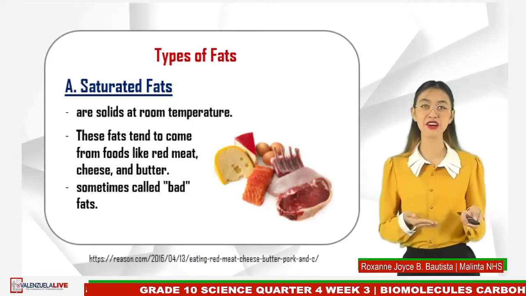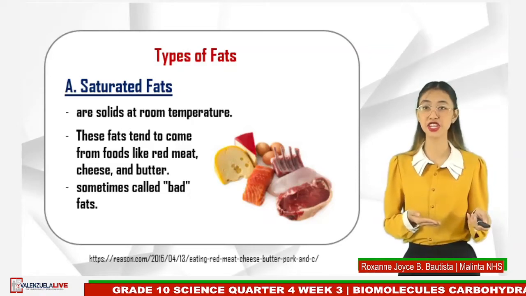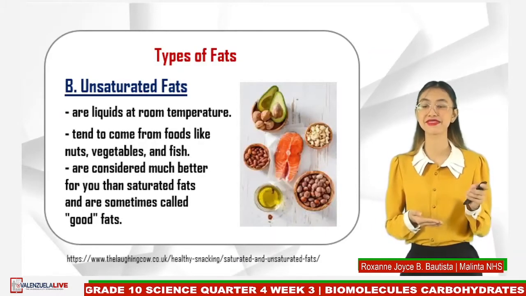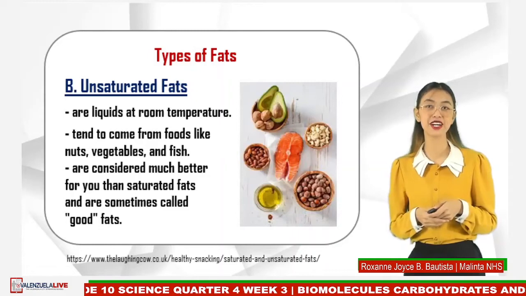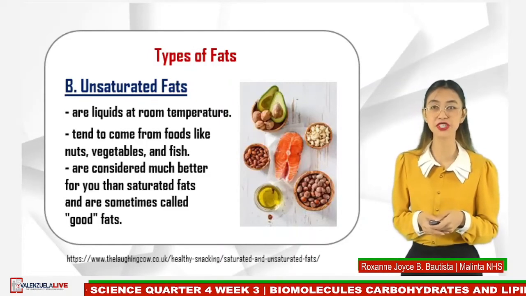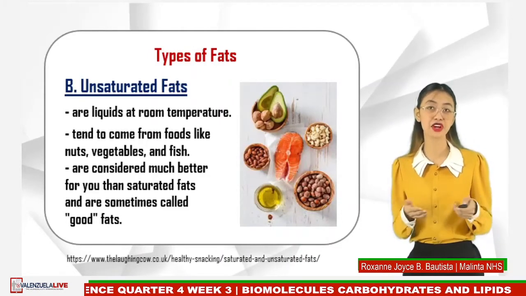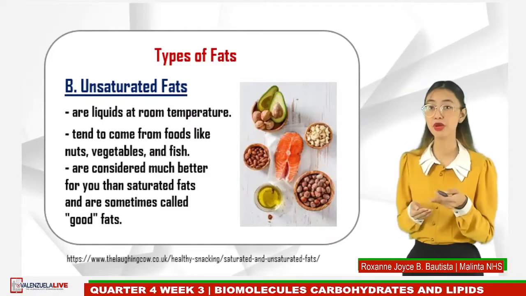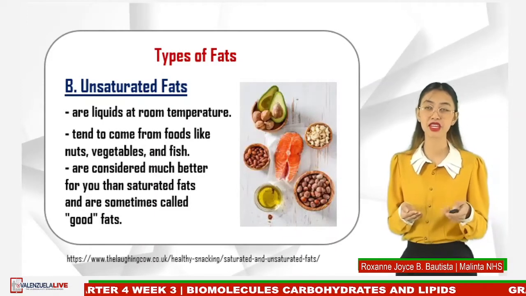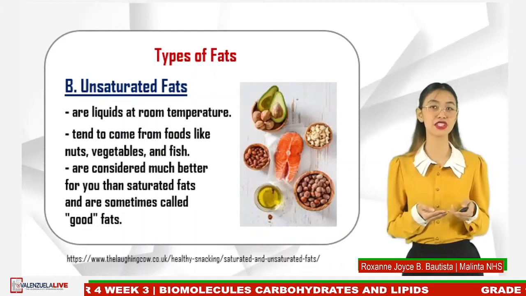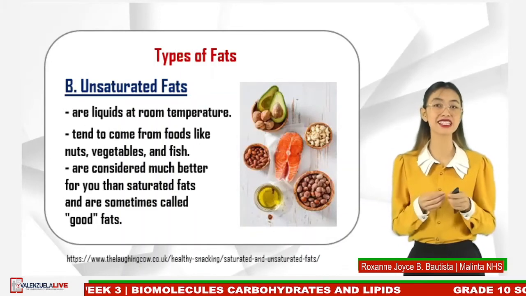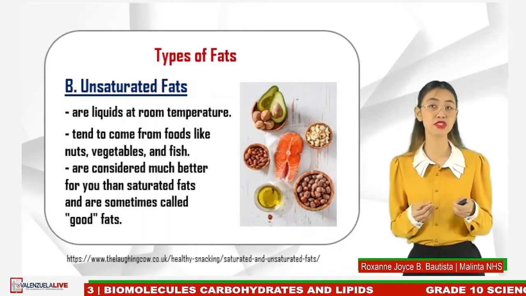Next, we have unsaturated fats. Unsaturated fats are liquids at room temperature. These fats tend to come from foods like nuts, vegetables, and fish. Unsaturated fats are considered much better for you than saturated fats and are sometimes called good fats.